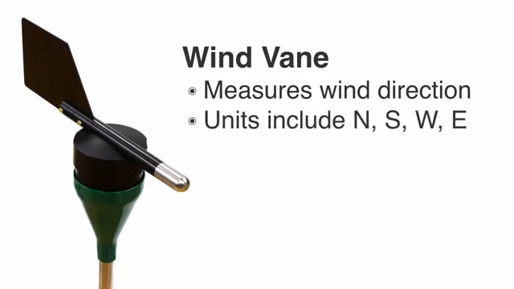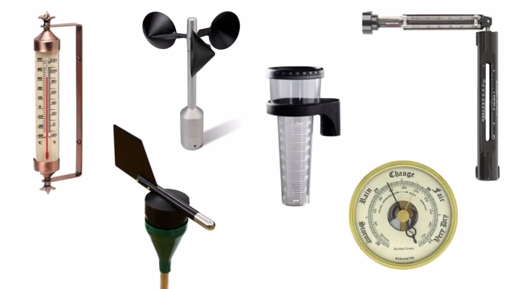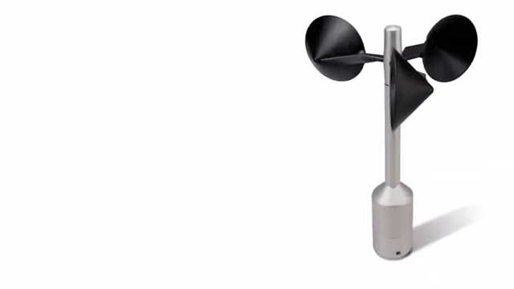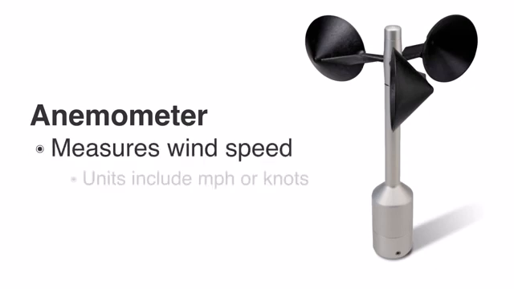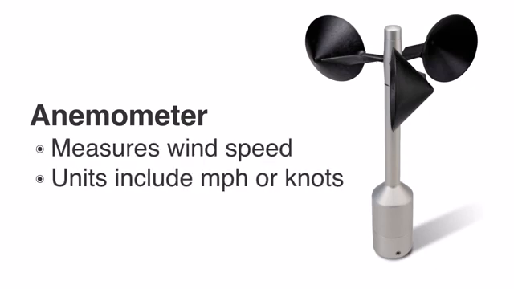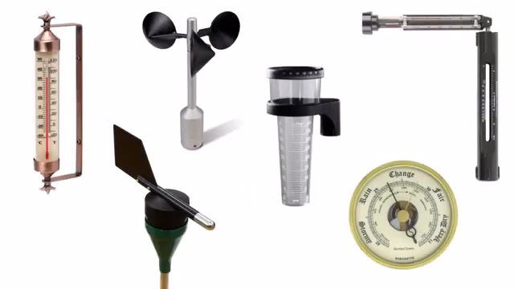The final instrument also pertains to the wind, and it's called an anemometer. It's going to record the wind speed as either miles per hour or knots. And so there you have it, our 6 common weather instruments.